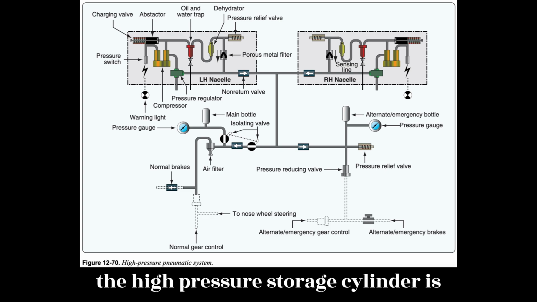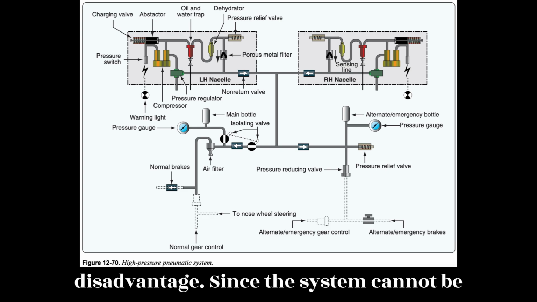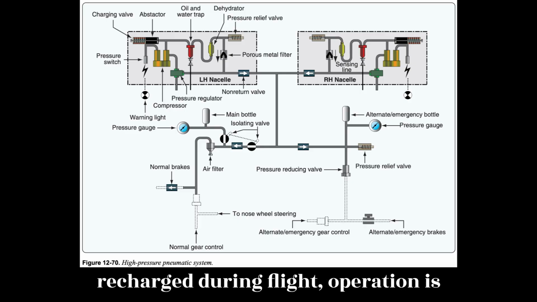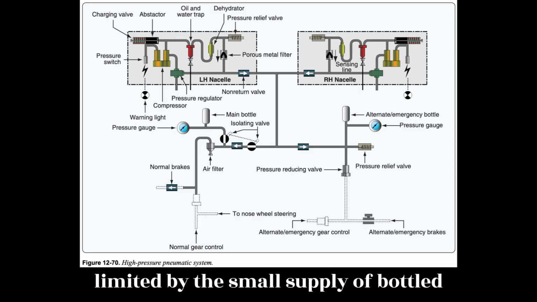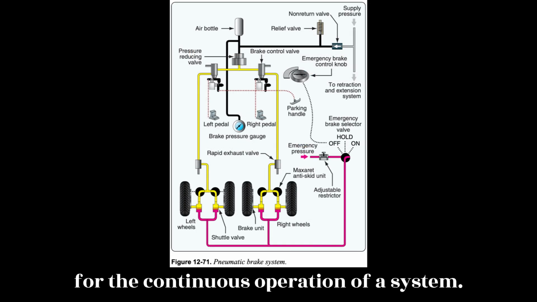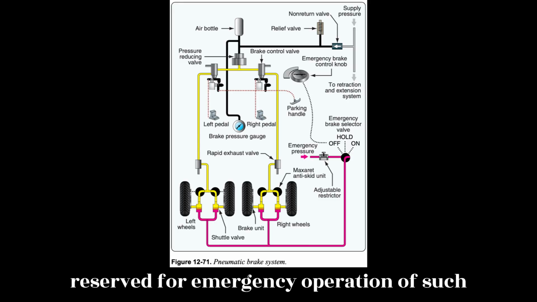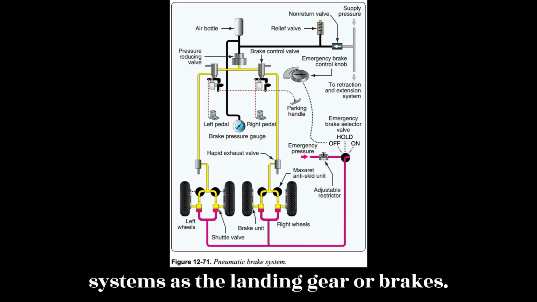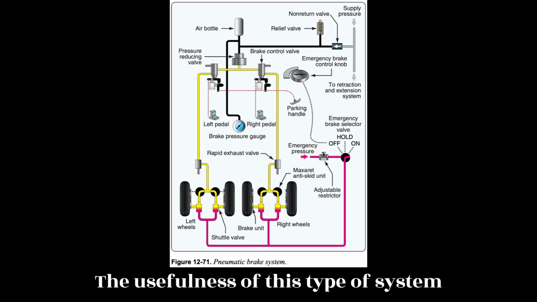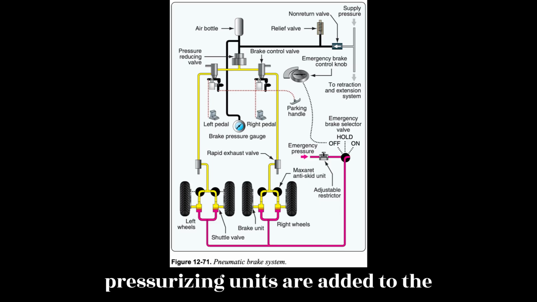It acts as a shut-off valve, keeping air trapped inside the bottle until the system is operated. Although the high-pressure storage cylinder is light in weight, it has a definite disadvantage. Since the system cannot be recharged during flight, operation is limited by the small supply of bottled air. Such an arrangement cannot be used for the continuous operation of a system. Instead, the supply of bottled air is reserved for emergency operation of such systems as the landing gear or brakes. The usefulness of this type of system is increased, however, if other air pressurizing units are added to the aircraft. Figure 12.71.